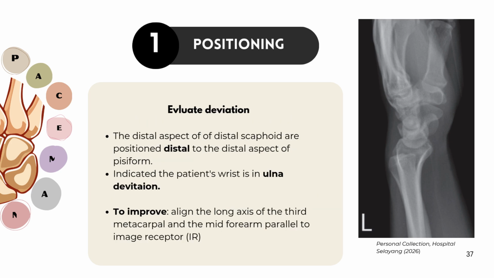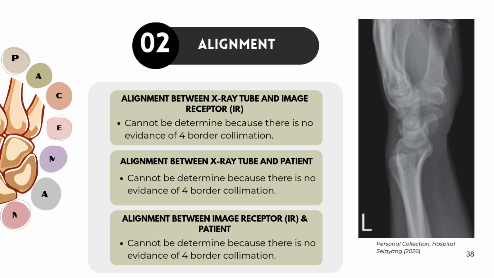Next, the lateral wrist is deviated to the ulna. This is because the distal aspect of the distal scaphoid is positioned distal to the distal aspect of the pisiform. To improve, align the long axis of the third metacarpal and the mid-forearm parallel to the image receptor, IR. Now we move to the alignment.